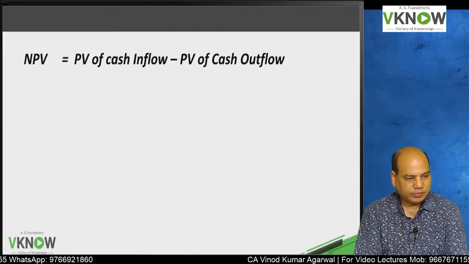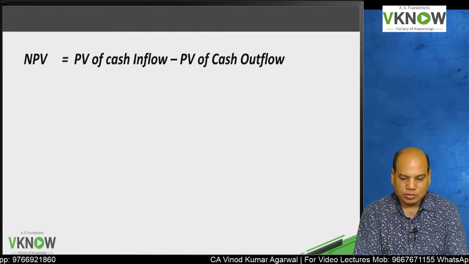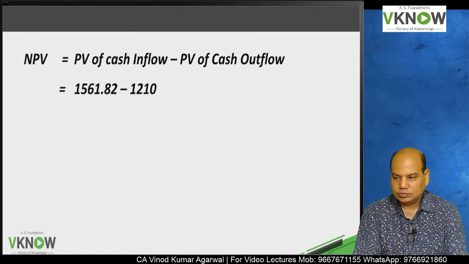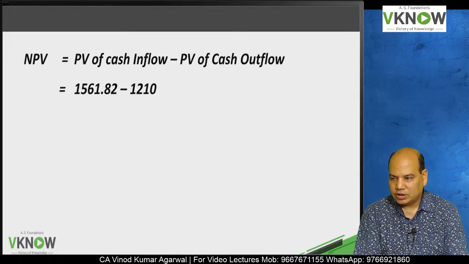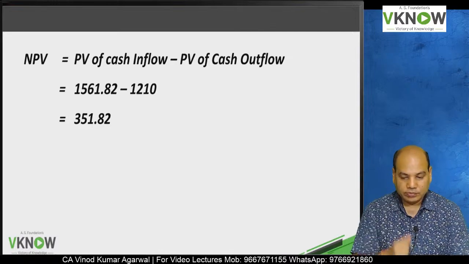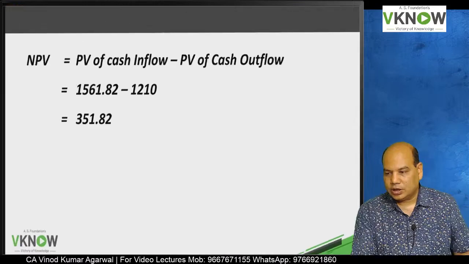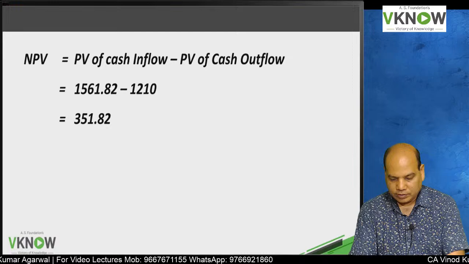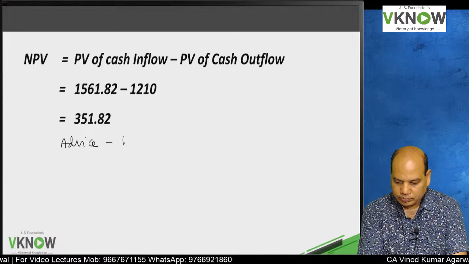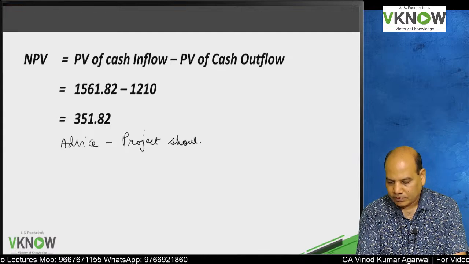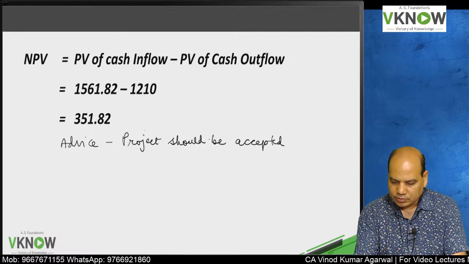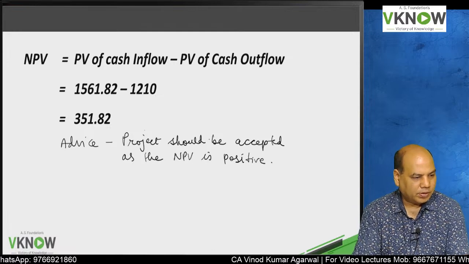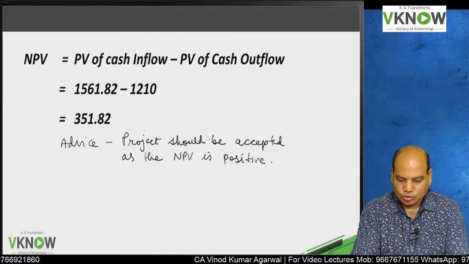Now write down below NPV. NPV is equal to PV of cash inflow minus PV of cash outflow. PV of cash inflow 1561.82 minus outflow 1210. The first answer is 351.82. 351.82 is your NPV. Advice, write down. Project should be accepted as the NPV is positive. Rakesh Bhatia, go to the next working note.